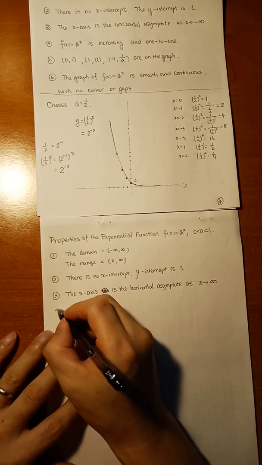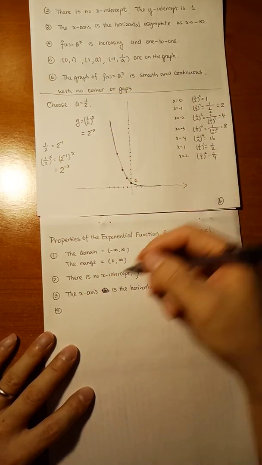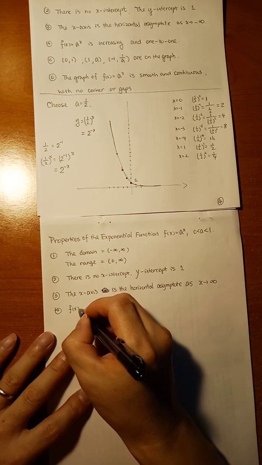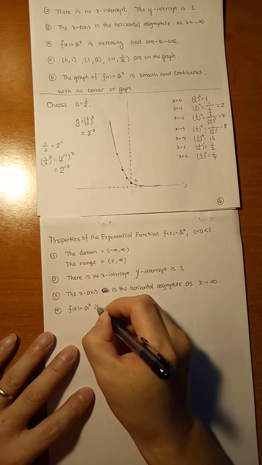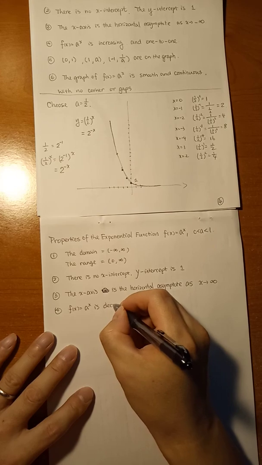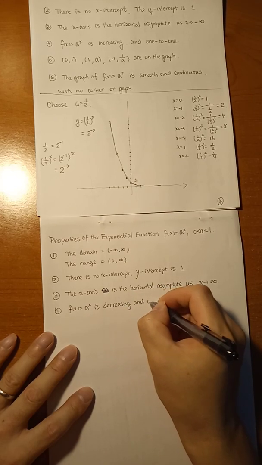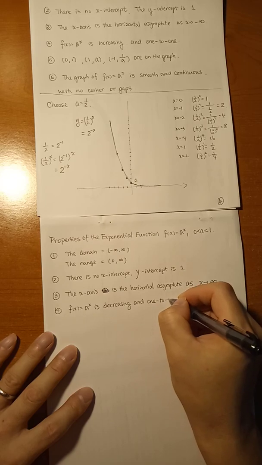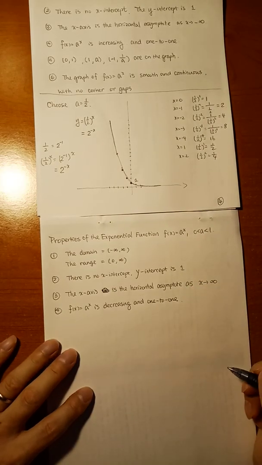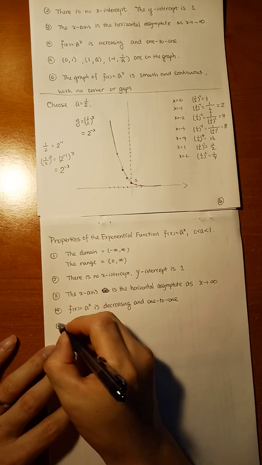And 4, this time the graph is a decreasing function. So f(x) equal to a to x is decreasing. A decreasing function is also 1 to 1.